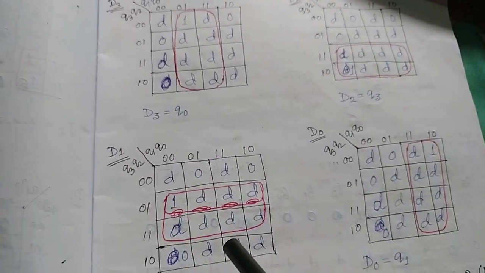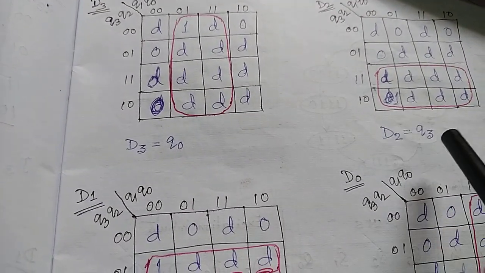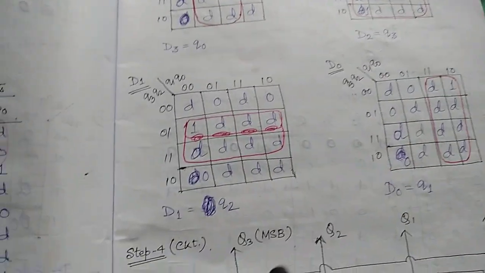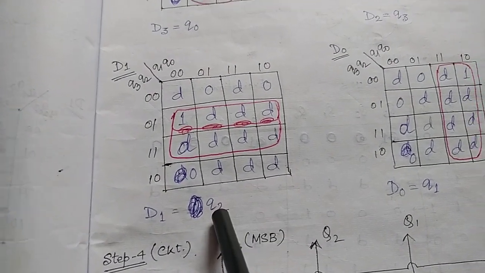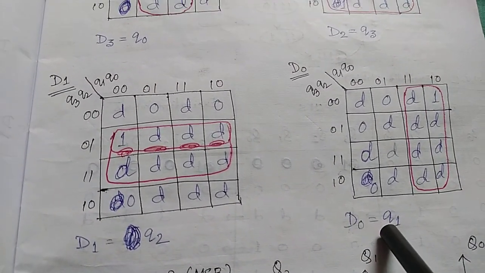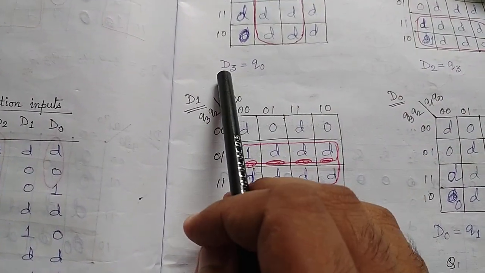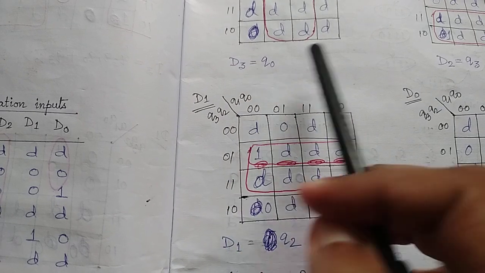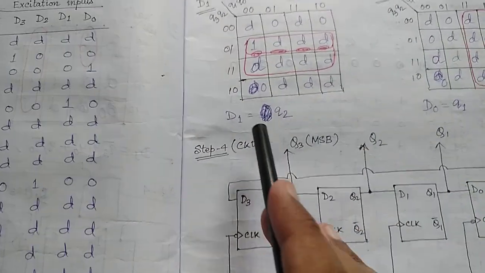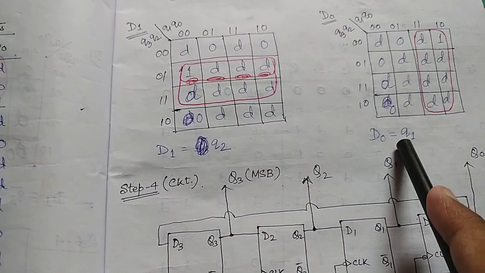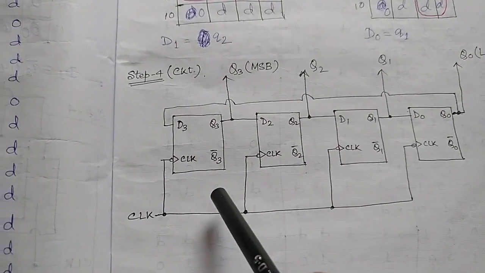Similarly you have to solve 4 K-maps: D2 will be equal to Q3, D1 will be equal to Q2, and D0 will be equal to Q1. So now finally I have got the expressions: D3 equals Q0, D2 equals Q3, D1 equals Q2 and D0 equals Q1. So now I have to go for the circuit design.